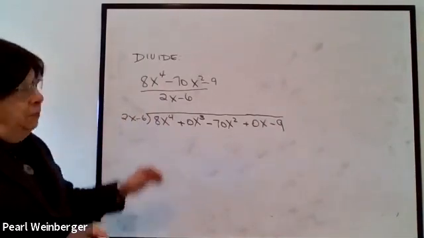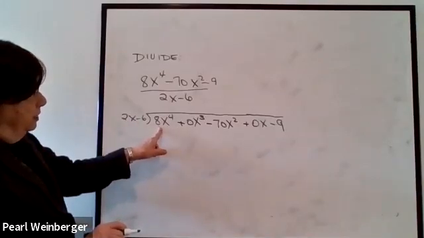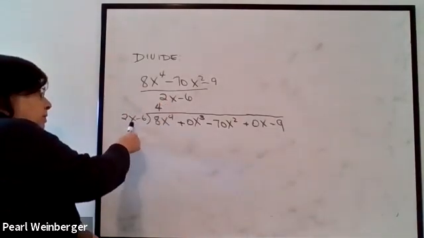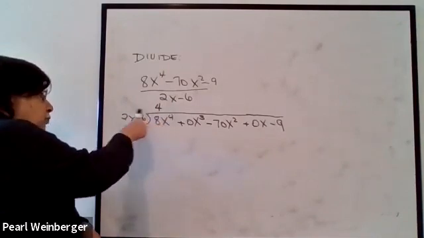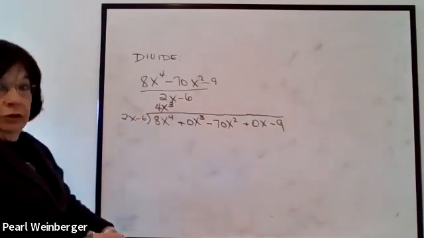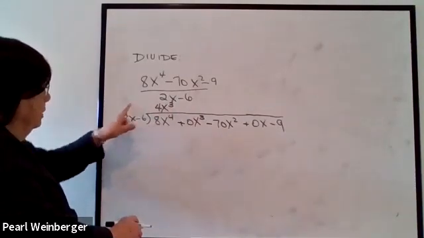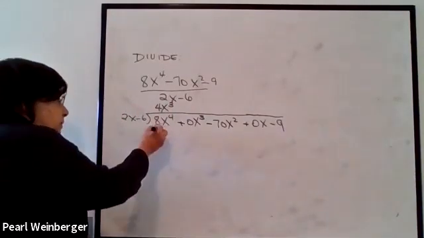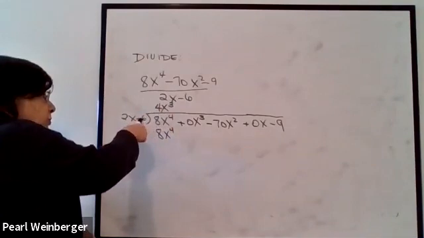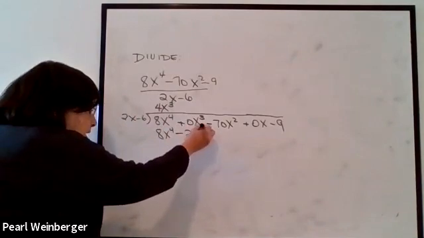It's going to be a long problem because there are so many terms. I'm going to take the 2x and divide it into the 8x to the 4th. So 2 into 8 is 4. Remember, with the exponents we're subtracting, so 4 minus 1 is 3. So the first term on top becomes 4x to the 3rd. I take that 4x to the 3rd and multiply it by both terms. 4x cubed times 2x gives me 8x to the 4th. And 4x to the 3rd times negative 6 is minus 24x to the 3rd.